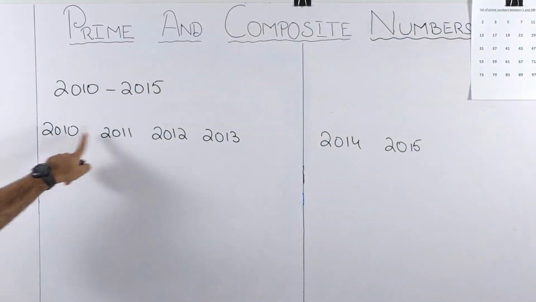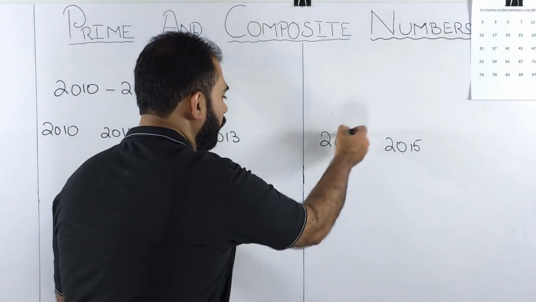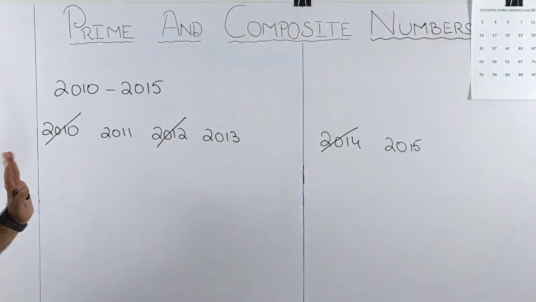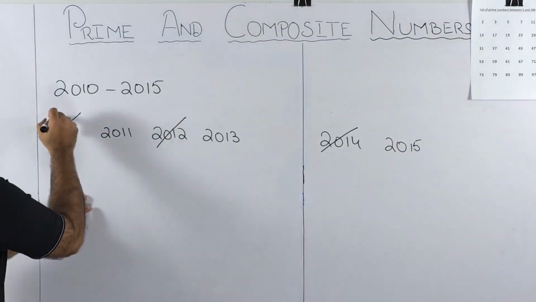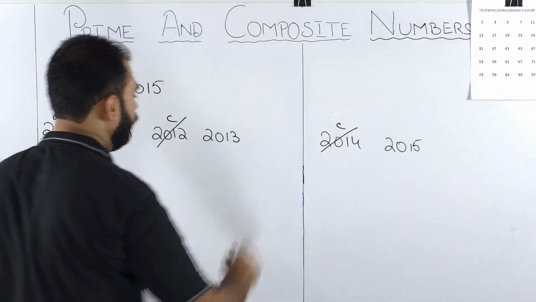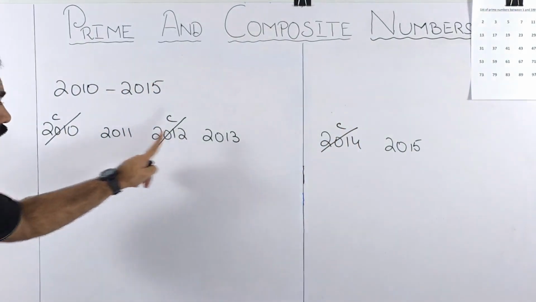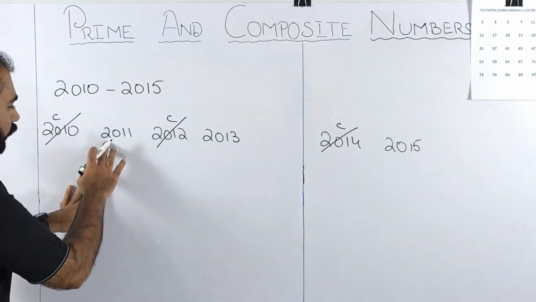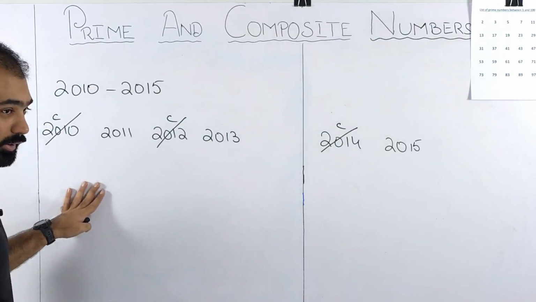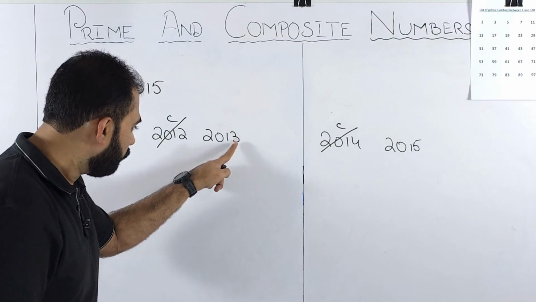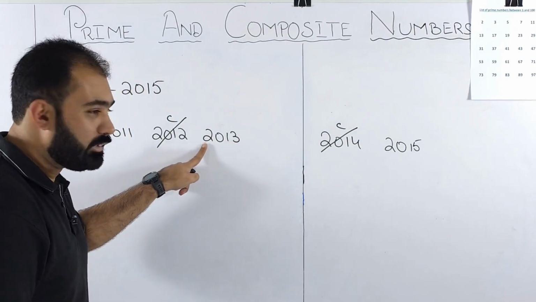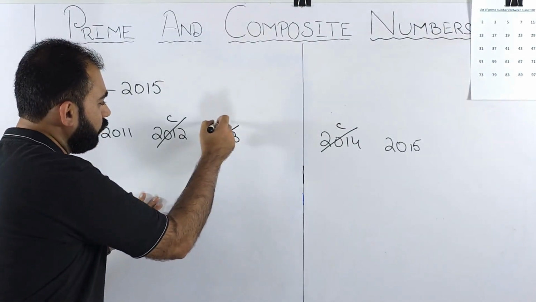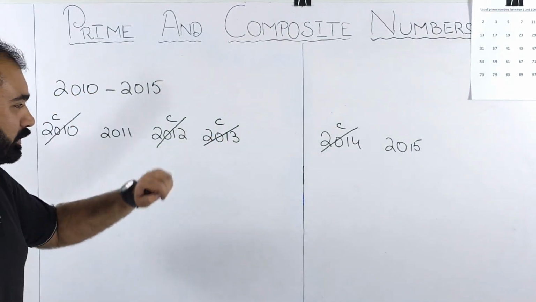ऑटोमेटिकली 10, 12, 14 इन पे तो डिविजिबिलिटी टेस्ट ऑफ 2 अप्लाई हो जाता है. ये तो डायरेक्टली कट हो जाएंगे. They are all composite numbers. इसको हम लिख देते हैं C, C, C. Now 2011, 13 and 2015. Let's apply the divisibility test of 3 individually. 2 plus 0 plus 1 plus 1, that is 4. Divisibility test of 3 apply नहीं होता इस पे. 3 plus 1 is 4, plus 2 is 6. Now 6 is divisible by 3, which means 2013 is also divisible by 3. Again, this is a composite number.